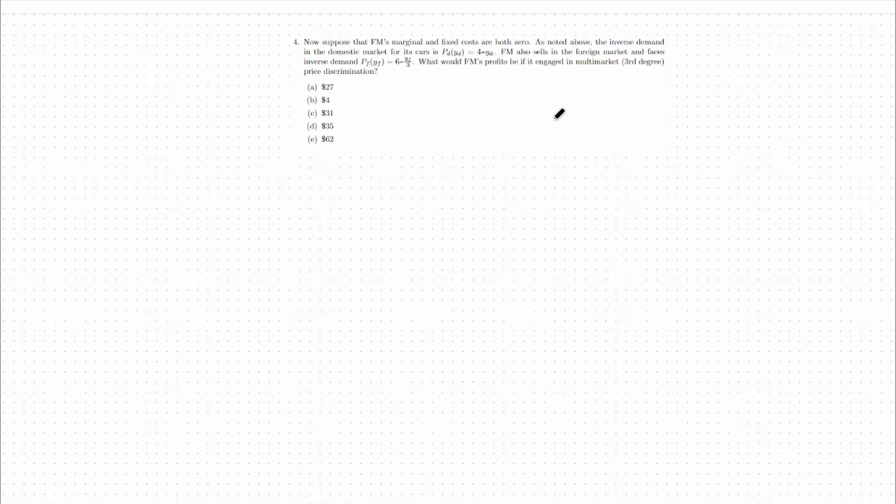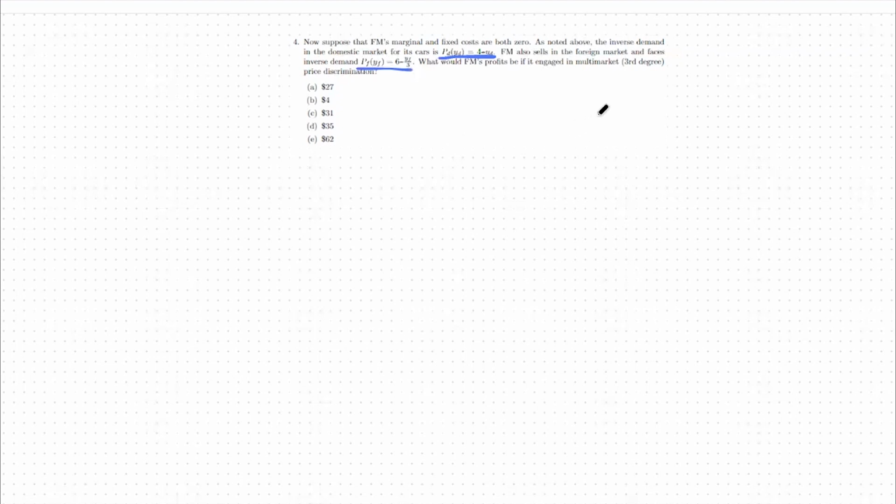In this case, we have a domestic market and a foreign market. So let's take a look at this question. Our domestic market demand curve is P equals 4 minus Q, or our price equals 4 minus the quantity that we produce. And here our foreign market is price equals 6 minus the quantity we produce divided by 3.